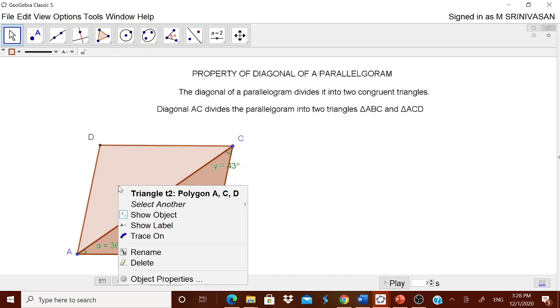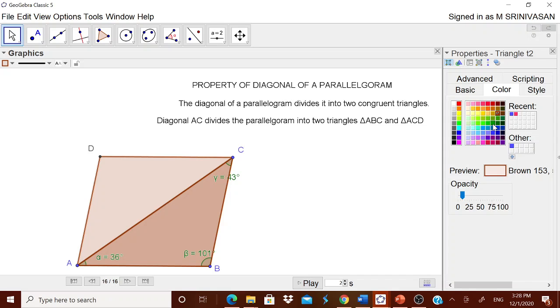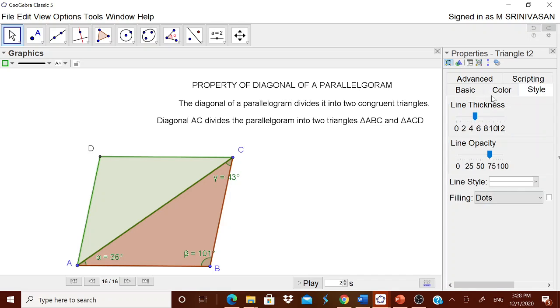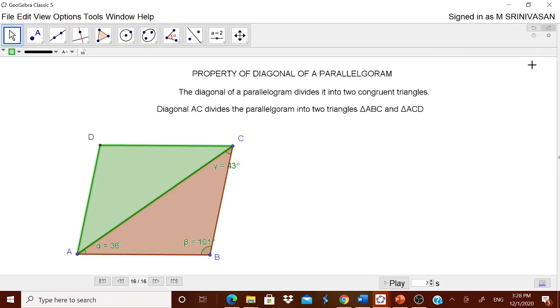I can select this triangle. You see, triangle ACD is selected. Go to the object property. You can select some other color and then style. You can have a little thickness, and you can adjust opacity also, and a little color if you want you can give. Okay, now be careful with this color.